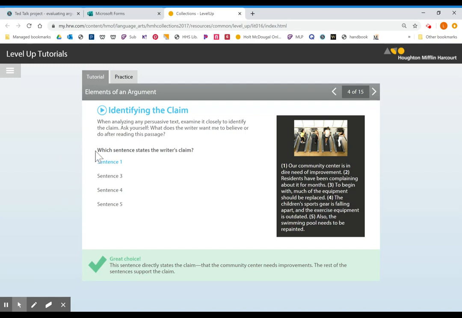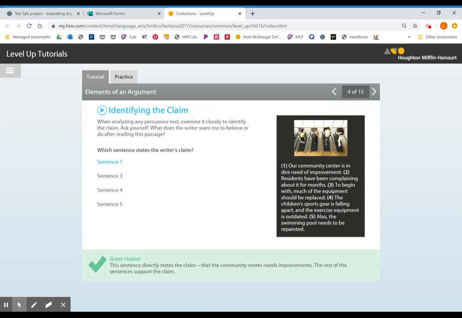So let's practice identifying a claim. When analyzing any persuasive text, examine it closely to identify the claim. Ask yourself, what does the writer or the speaker want me to believe or do after reading this passage? Our community center is in dire need of improvement. Residents have been complaining about it for months. To begin with, much of the equipment should be replaced. The children's sports gear is falling apart, and the exercise equipment is outdated. Also, the swimming pool needs to be repainted. Okay, so which of these sentences states the writer's claim, the argument that they're making?